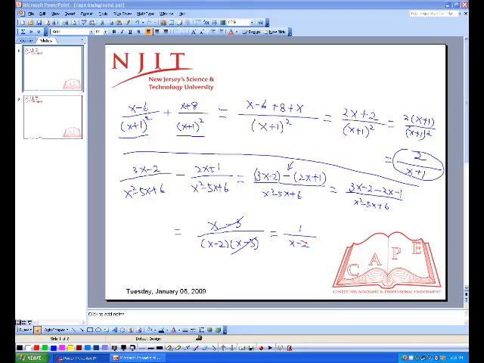Okay? So this section is about adding and subtracting rational expressions with the same denominator. If you have the same denominator, all you have to do is add or subtract the numerators. So in the next section we will talk about some more complex examples where the denominators are not necessarily the same.